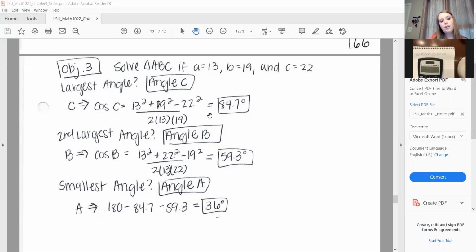So then they'll go in and they'll ask you what's the second largest angle. Well, the next largest side is 19 up here. So then you would do it for B. Same thing in the calculator, the same way. We got 59.3. Then the smallest angle is angle A, but you don't have to go through all that formula again. Just subtract 180 minus 84.7 minus 59.3, and you get 36. So those were pretty easy.